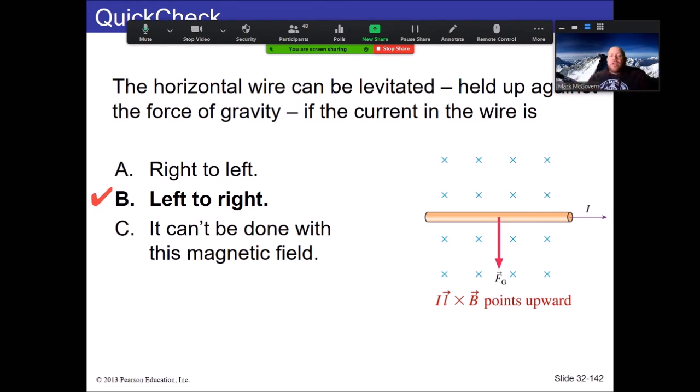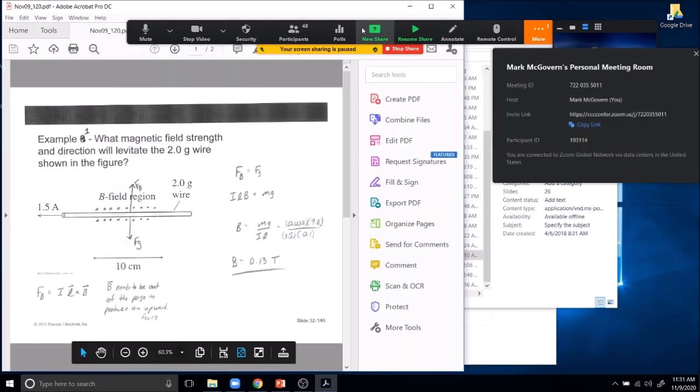Put your fingers, point them to the right of you. Your palm should be opened up towards the computer screen. So I have a computer screen in front of me. And you extend your thumb upward. The force needs to be up to balance against gravity. So the current points to the right. That's what we mean by going left to right. The current points right. Well, magnetic field strength and direction will levitate.